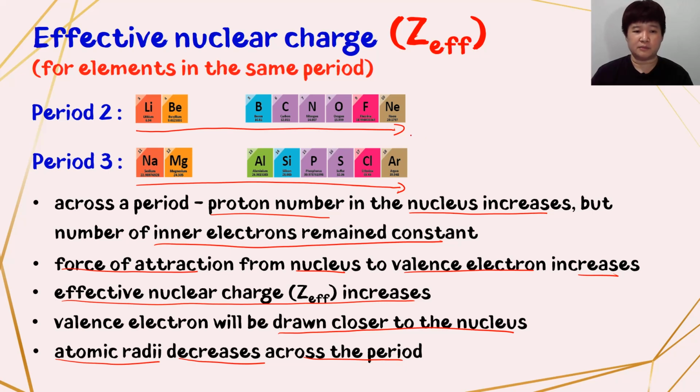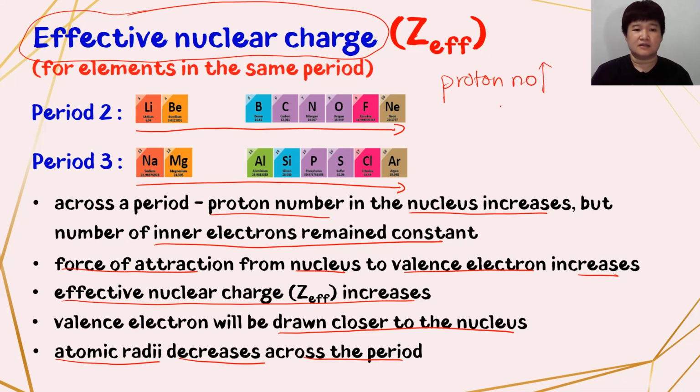So always remember, when you move across the period, we will use the effective nuclear charge to discuss. And when we talk about effective nuclear charge, proton number is the main thing. And when you go across the period, proton number increases. That's why the force of attraction from the nucleus to the valence electron increases. Okay, very simple.